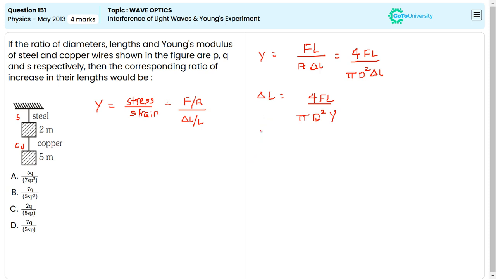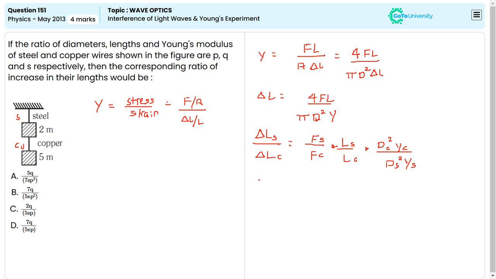For the steel we can represent it with delta LS and for the copper it is represented as delta LC. Then we can write individually Fs divided by Fc in terms of ratio into Ls divided by Lc, and the denominators will come in the numerator, that becomes dc square into yc divided by ds square into ys. And we represent them as P, Q, S, that is diameter in terms of P, length in terms of Q, and Young's modulus in terms of S.